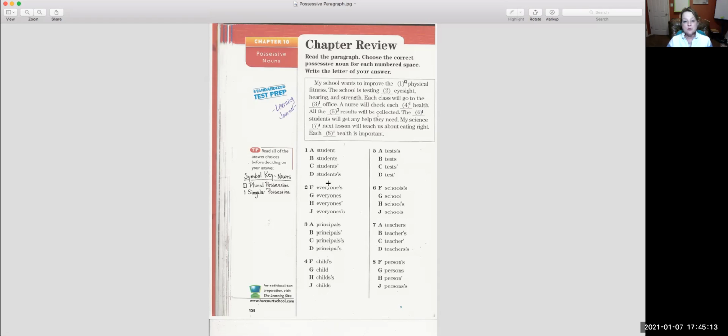And I even helped you out here. I put a symbol key with a square, meaning it's a plural possessive, and a vertical line, meaning singular possessive. So I kind of helped you out so you would know what goes in each one. So right now, go ahead and pause the video and write this paragraph, filling in the blanks with the correct possessive noun. Go ahead and pause the video and do that right now in your learning journal.